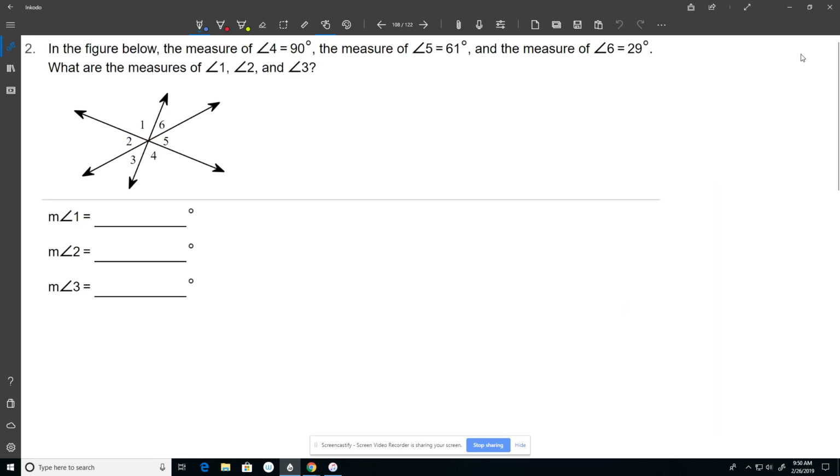Number two, in the figure below, it gives you a bunch of angles. It tells you angle 4 is 90 degrees, angle 5 is 61, and angle 6 is 29 degrees, and it wants you to find measures 1, 2, and 3. So this just uses vertical angles. 3 and 6 are vertical, so 3 is also 29 degrees. 2 and 5 are vertical, so 2 is also 61 degrees. And 4 and 1 are vertical angles, which means they're the same. So 1 is 90 degrees.